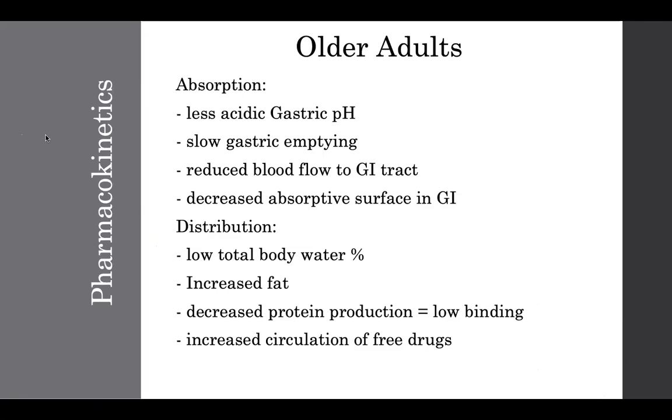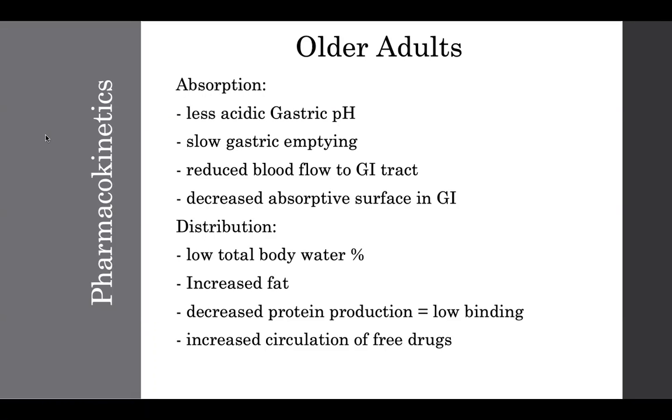Okay, so in older adults, when it comes to absorption, you have a less acidic gastric pH, and you also, again, have that slow gastric emptying. But with adults, it's a little different because you now have a reduced blood flow to the GI tract, which decreases the surface area that they can absorb the medications in.